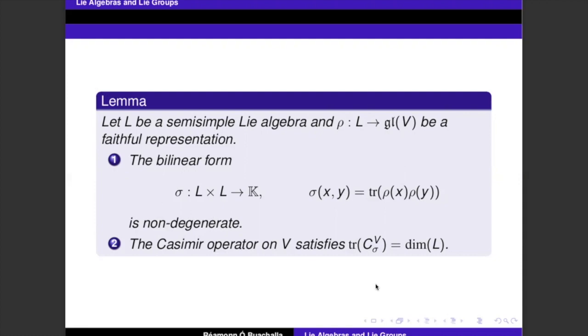And what does this Casimir satisfy? Well, it's the trace of the Casimir. Remember, the Casimir is going to be a linear operator on a finite dimensional vector space, so we can consider its trace. The trace is going to be the same as the dimension of the Lie algebra. All right. So you see here that this is independent of the choice of representation and even the choice of the bilinear form. So this is somehow a constraint. No matter what representation or what bilinear form you choose, the trace of the Casimir will always be the same if your Lie algebra is semi-simple.